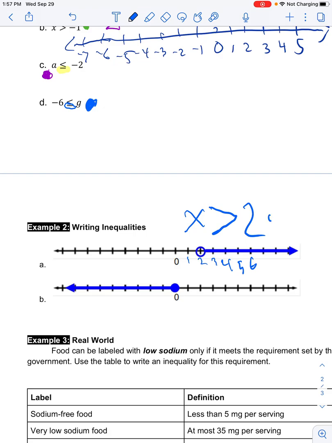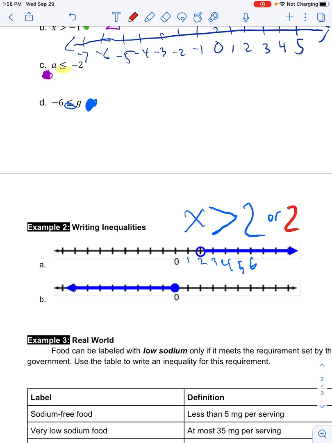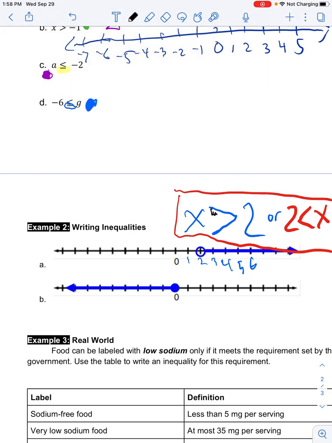I can write this 2 different ways: I could say that 2 is less than X. I'm saying the same exact thing. X is greater than 2, or 2 is less than X. Either way, these are the 2 answers that would work. Again, X is getting eaten. If you think about it as alligator teeth, it's opening because X is bigger. So X is getting eaten by those alligators.